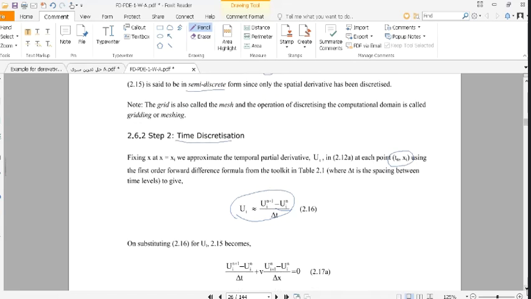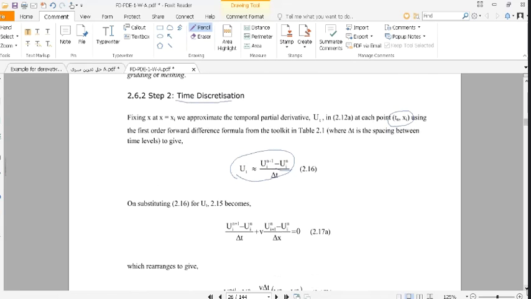By replacing this u with respect to t in the PDE, we have (u i, n plus 1 minus u i, n) over delta t plus v (u i plus 1, n minus u i, n) over delta x.